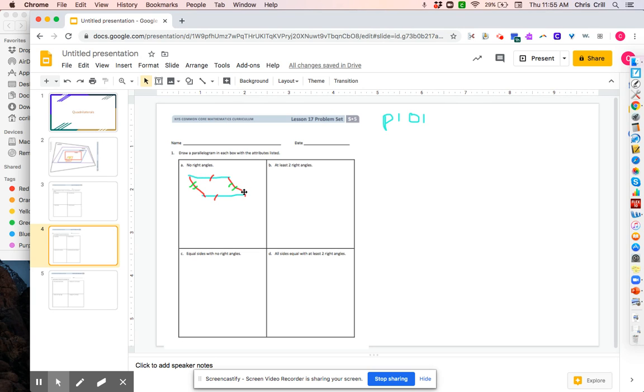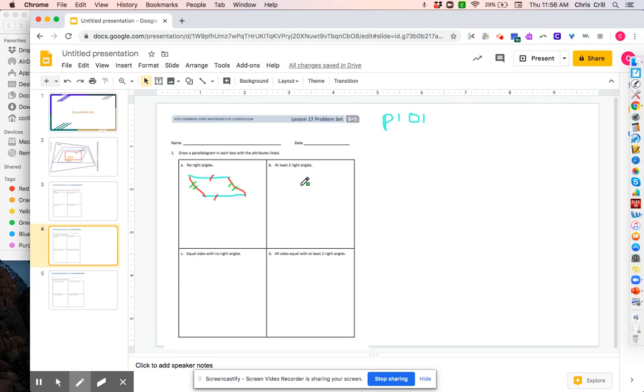We have an acute angle here, an acute angle here, obtuse and obtuse. I'll just remind you, acute angles are angles that are less than 90 degrees, so they're smaller than a right angle. And those obtuse angles, those are the big ones. They open up beyond 90 degrees, so they're larger than a right angle. Okay, let's move on to B.